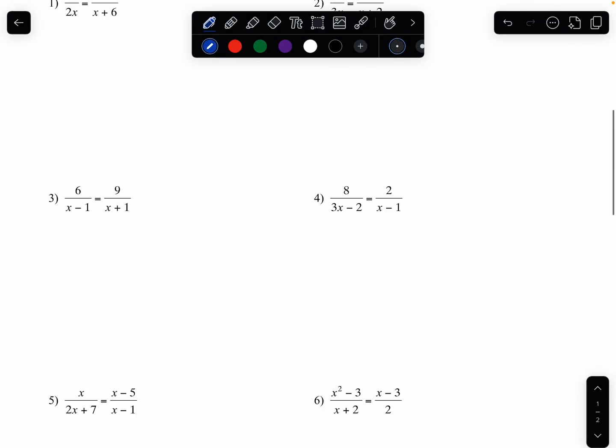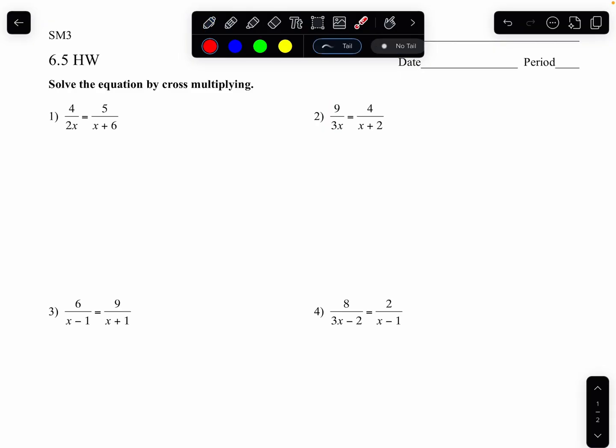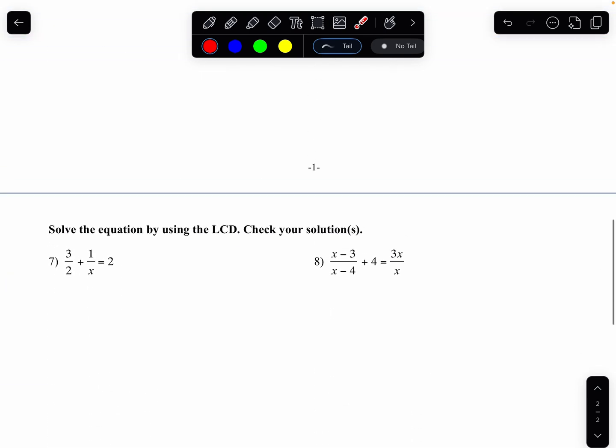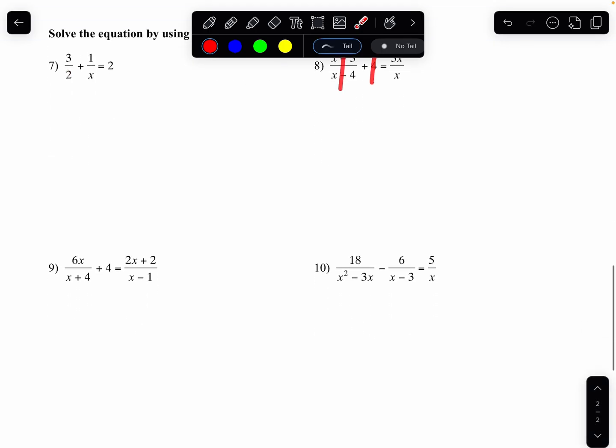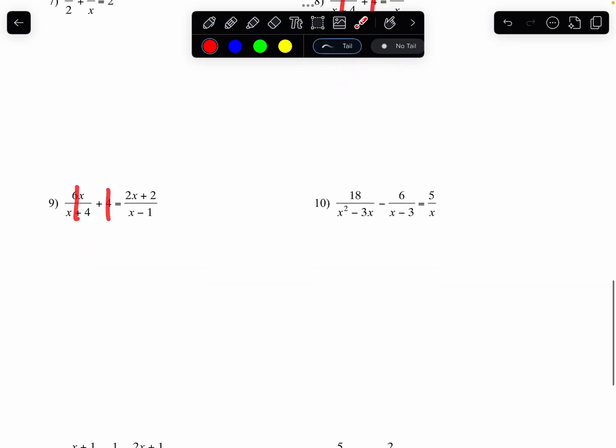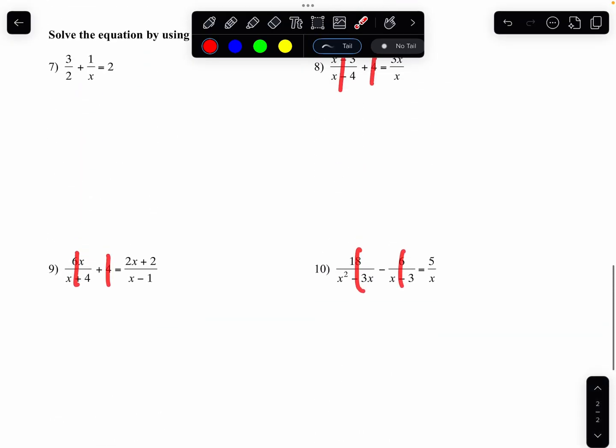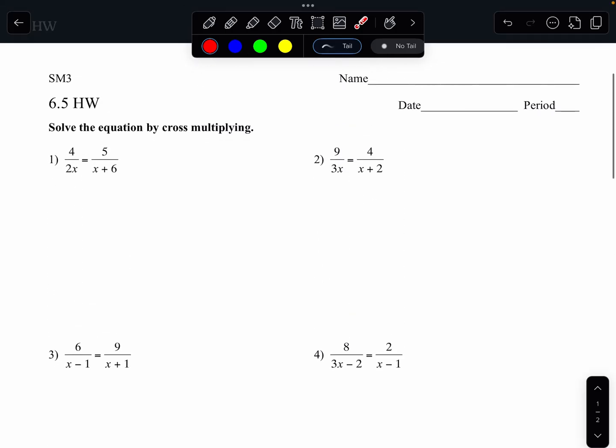This first page is going to focus on the method of cross multiplication, and the method of cross multiplication only works if there's only one rational expression on each side of the equation. So you'll notice a difference between the ones up here and the ones over here, where we have two rational expressions on one side of the equation. So 1, 2, 1, 2, 1, 2. And so cross multiplication works when you just have one on each side.